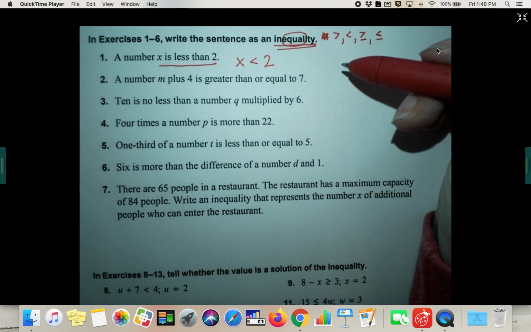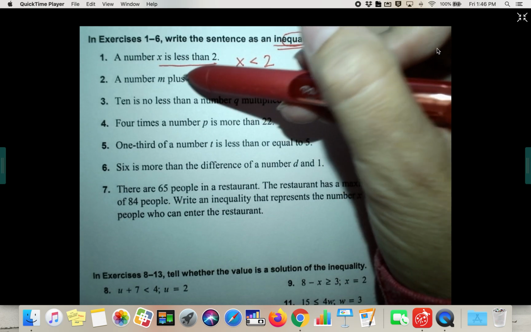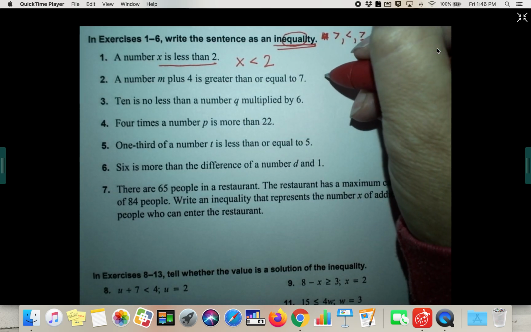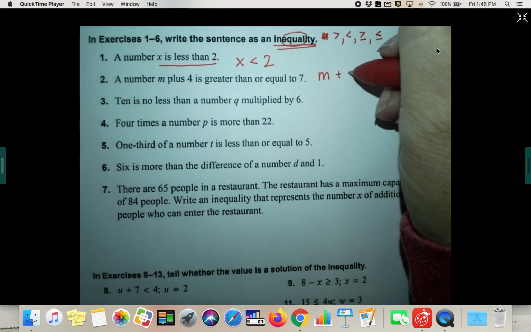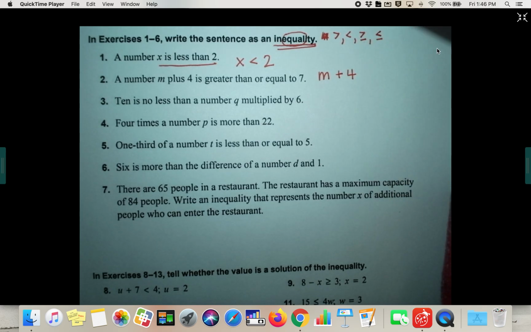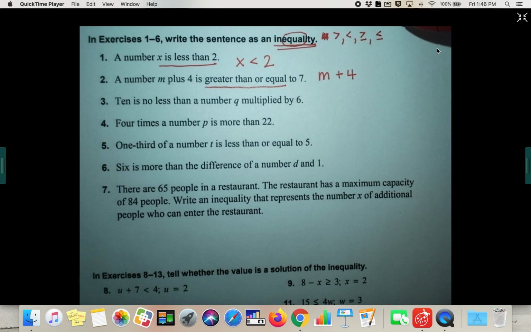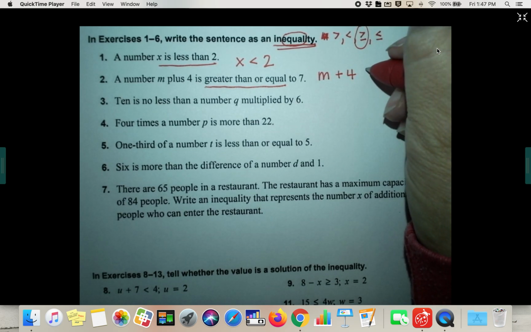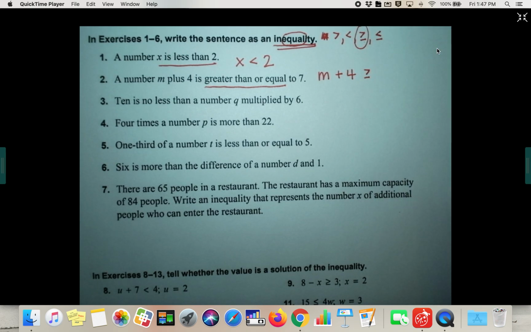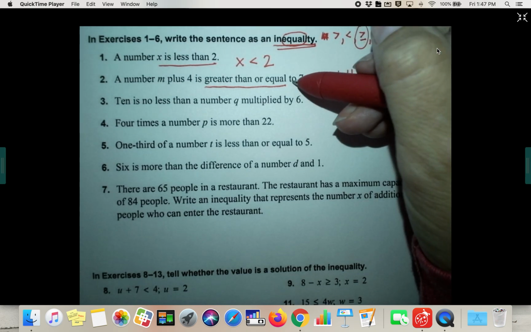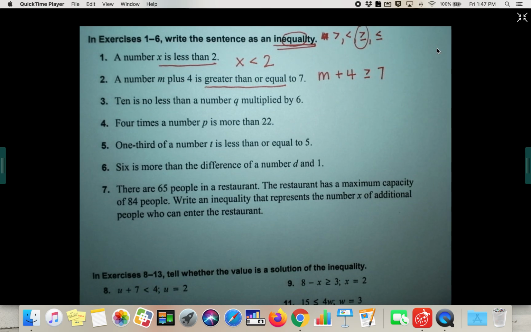All right, number 2, a number m plus 4. I'm just going to go ahead and write that. M plus 4 is greater than or equal. So that is our symbol that we talked about up here. Greater than or equal. It could be greater than this, or it could be exactly equal to that. 7. Greater than or equal to 7.